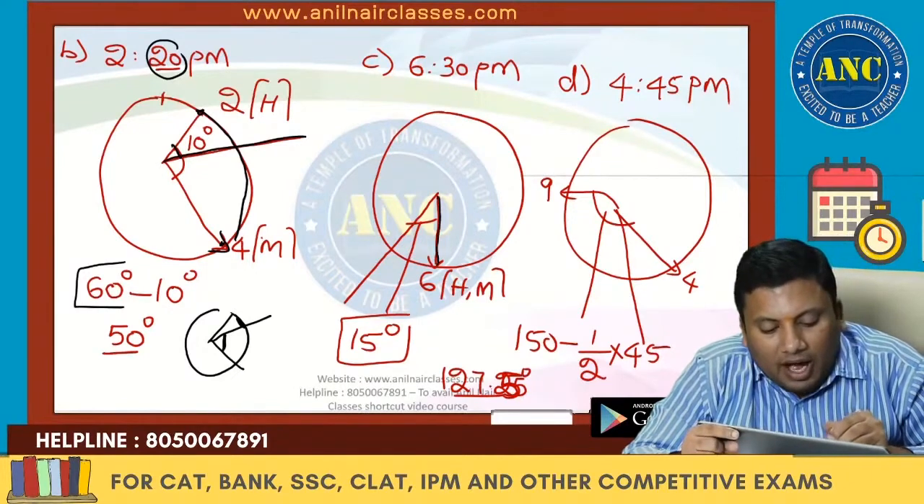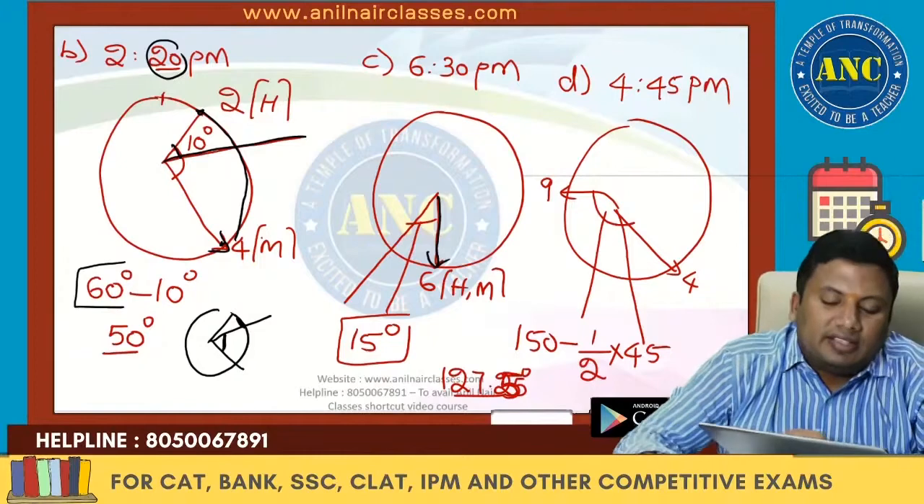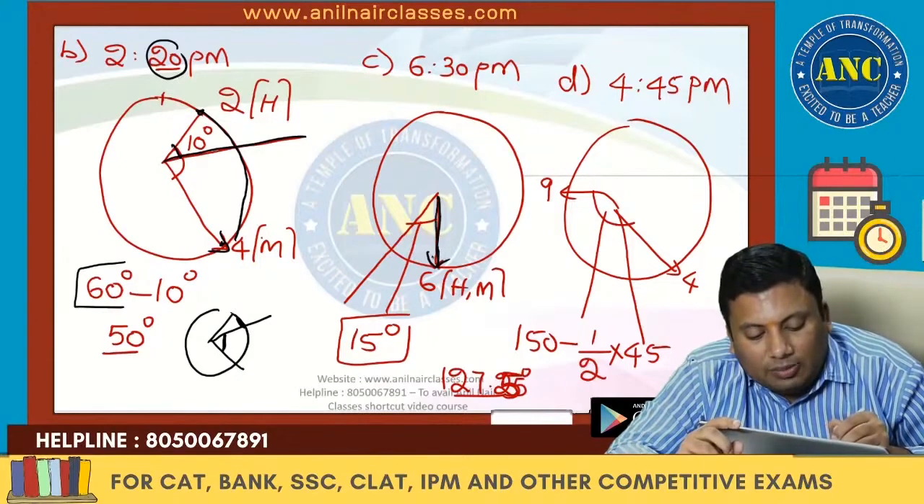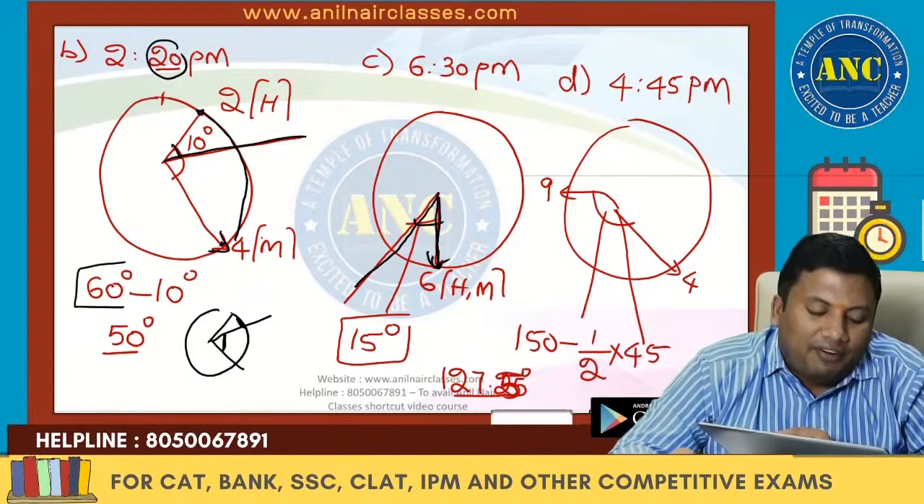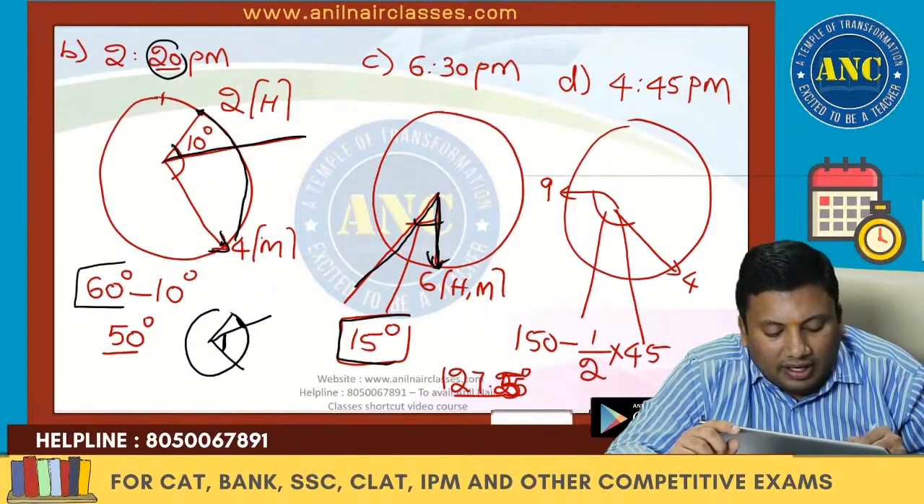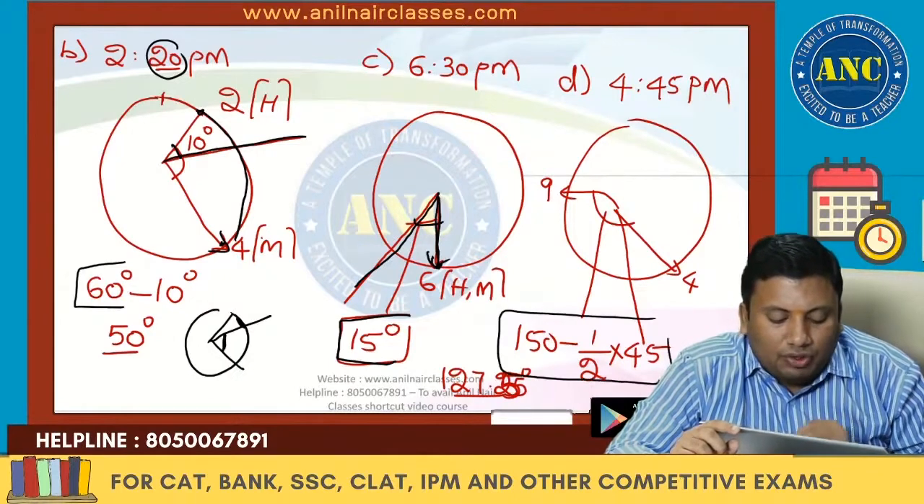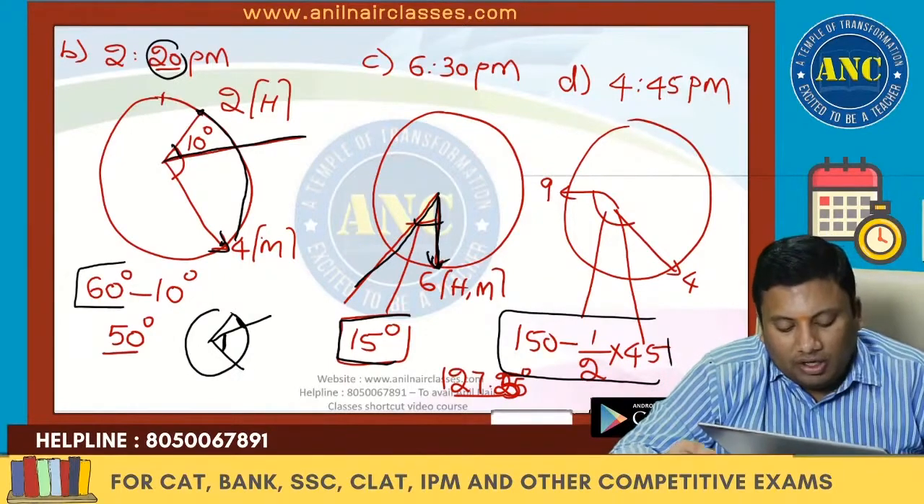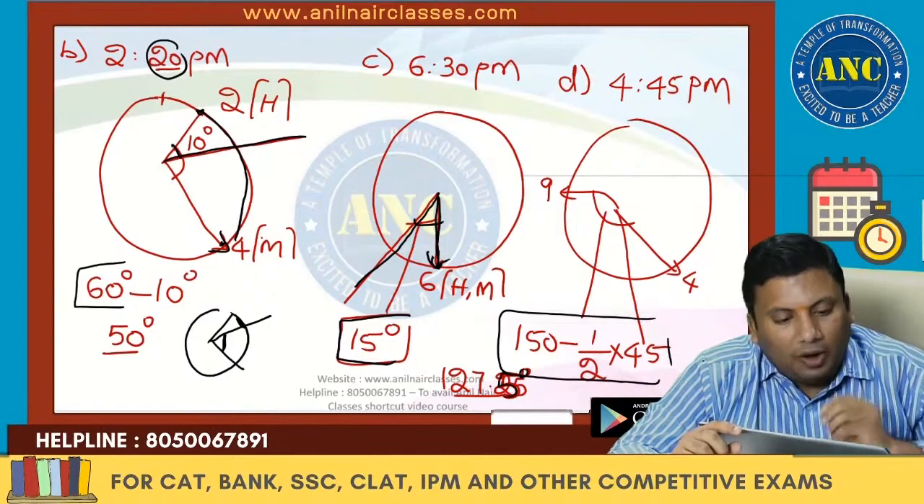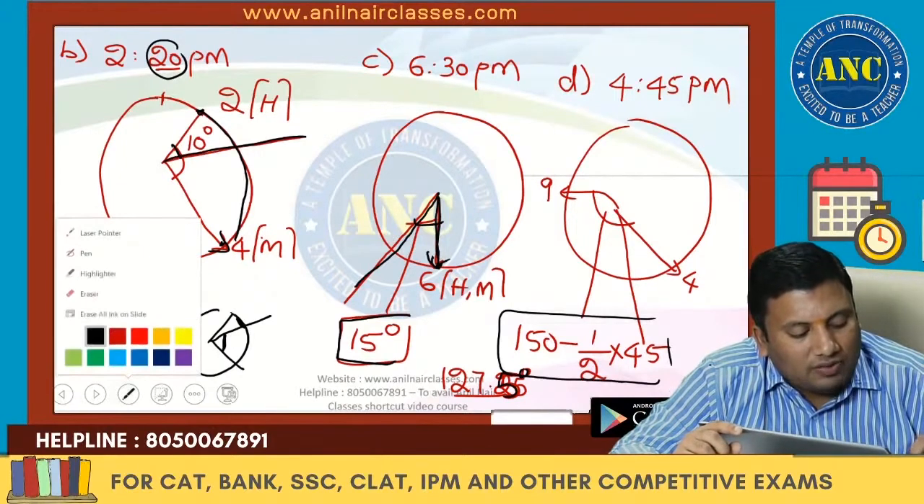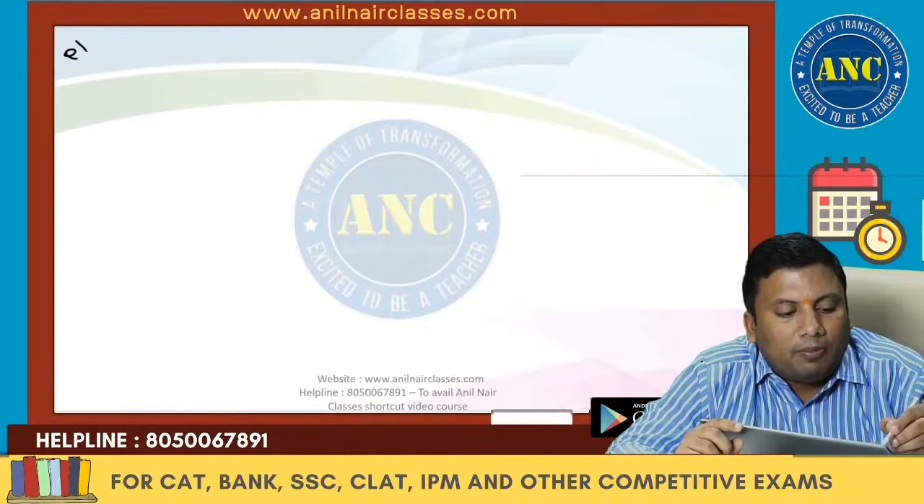6:30 p.m. Hour hand is at 6, minute hand is at 6. When the minute hand reaches 6, the hour hand will tilt for 30 minutes. Half of 30 is nothing but 15 degrees. And 4:45 is nothing but 150 minus half into 45, which is nothing but 127.5. I hope it is clear. 2 more problems which we will solve. Then we will solve the problems orally.